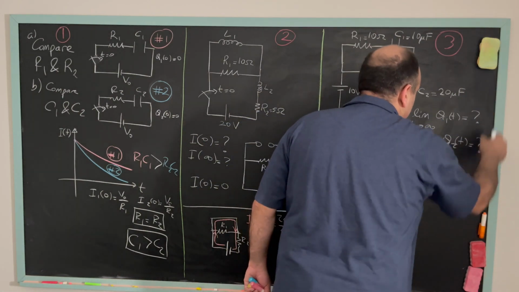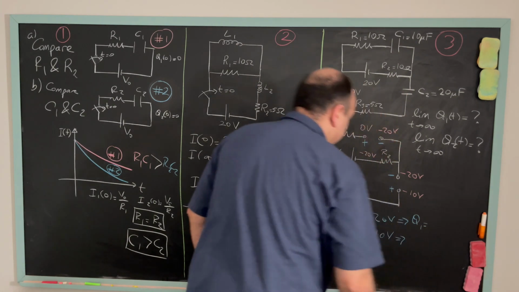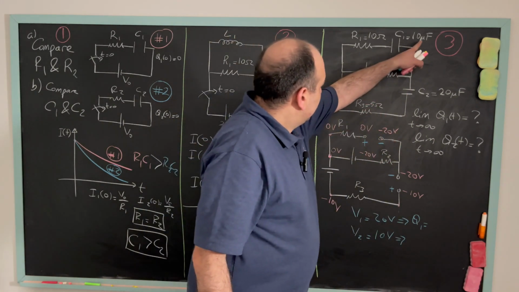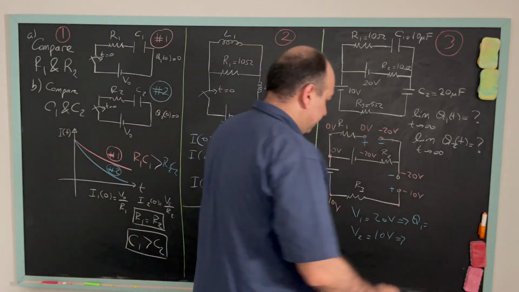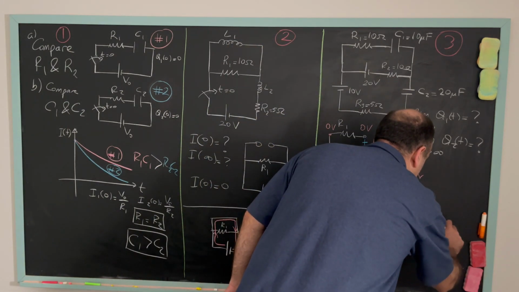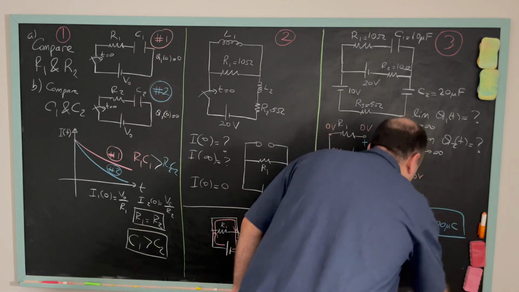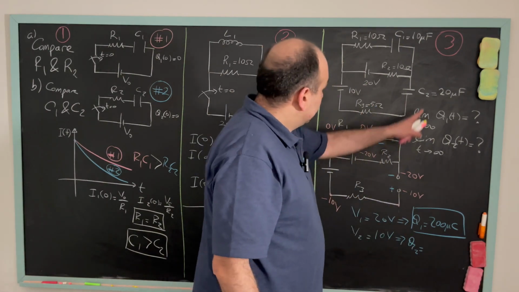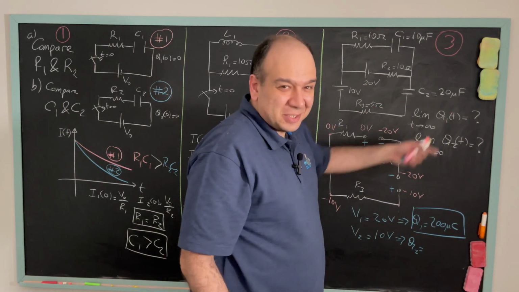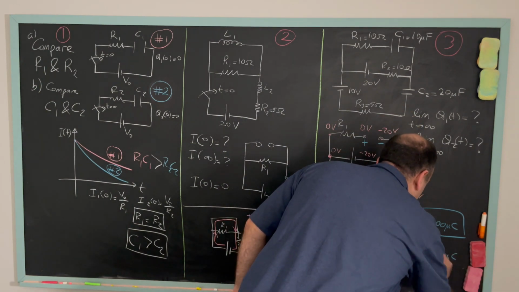So Q is equal to C times V, right? Q1 would be equal to, C1 is 10 microfarads, 10 times 20 is 200. So this is 200 microcoulombs. And Q2 would be equal to 10 times 20. So this is also 200 microcoulombs.